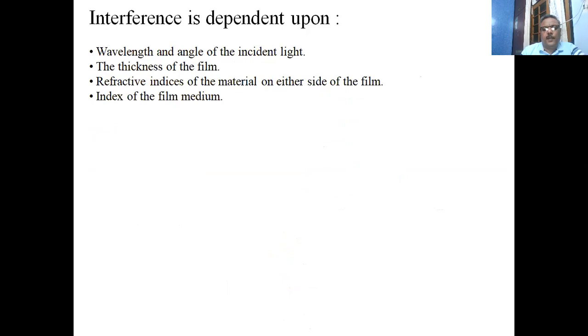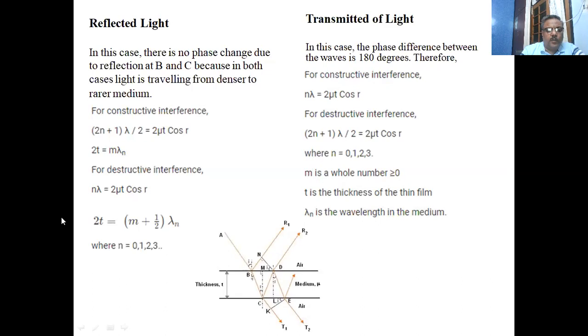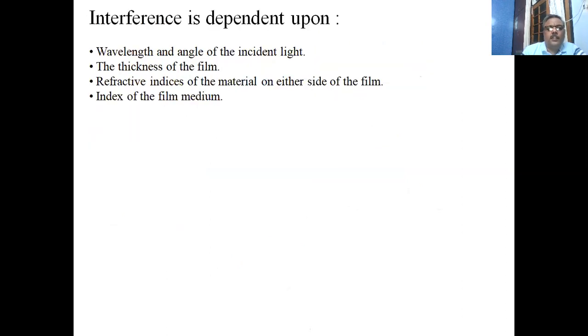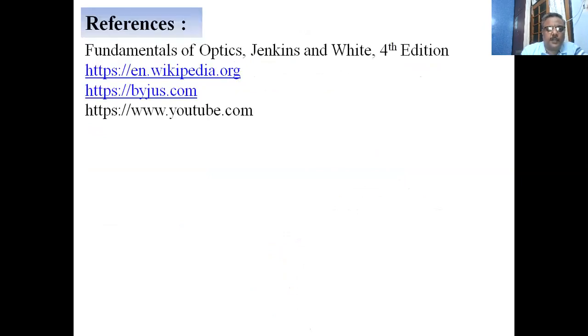So the interference depends on the quantities involved: lambda, mu, T, and R. That is, wavelength, refractive index, thickness, and angle. So the wavelength and angle of incidence, the thickness of the film, and the refractive indices of the materials on either side of the film are the quantities on which the interference depends.